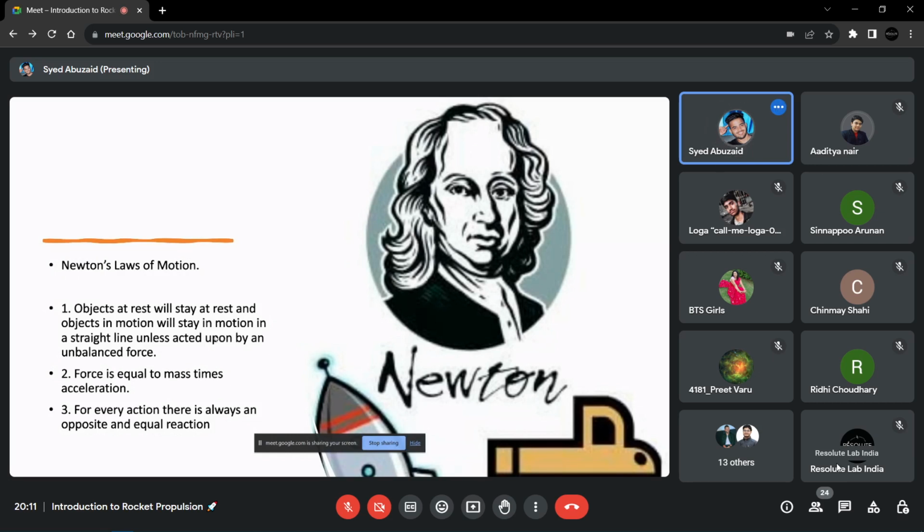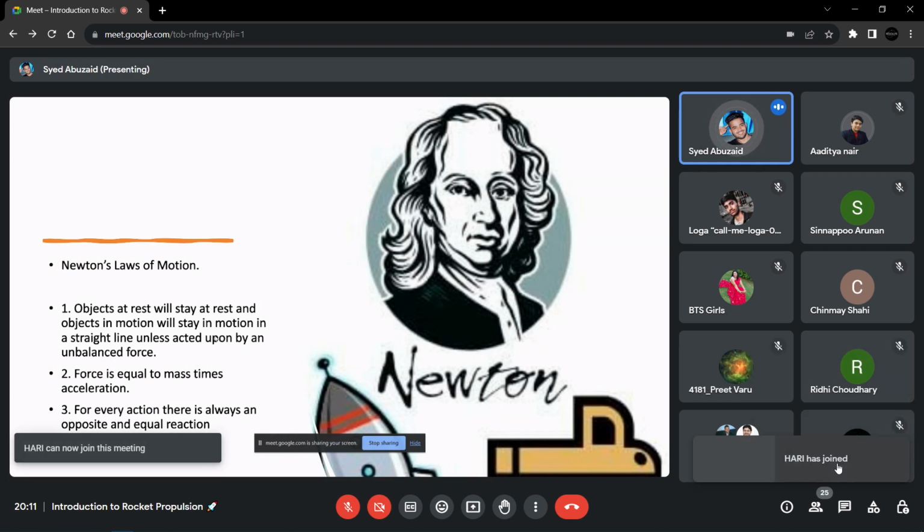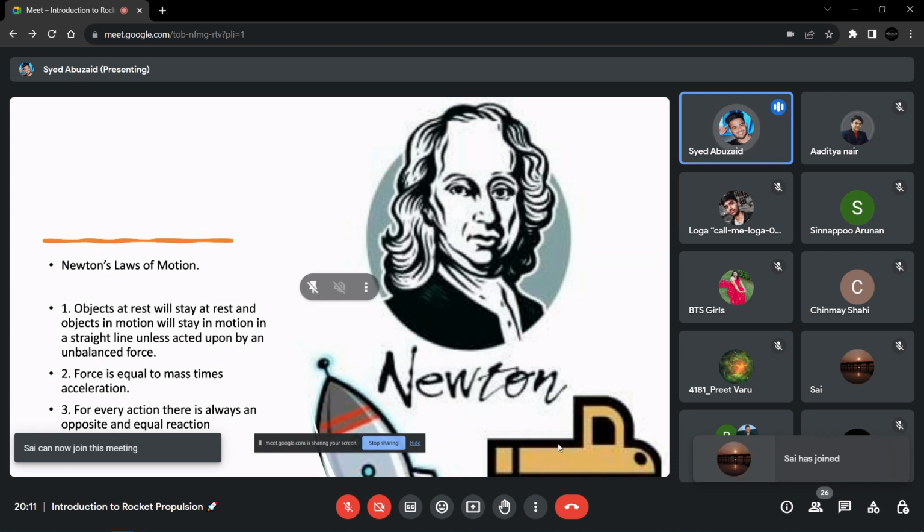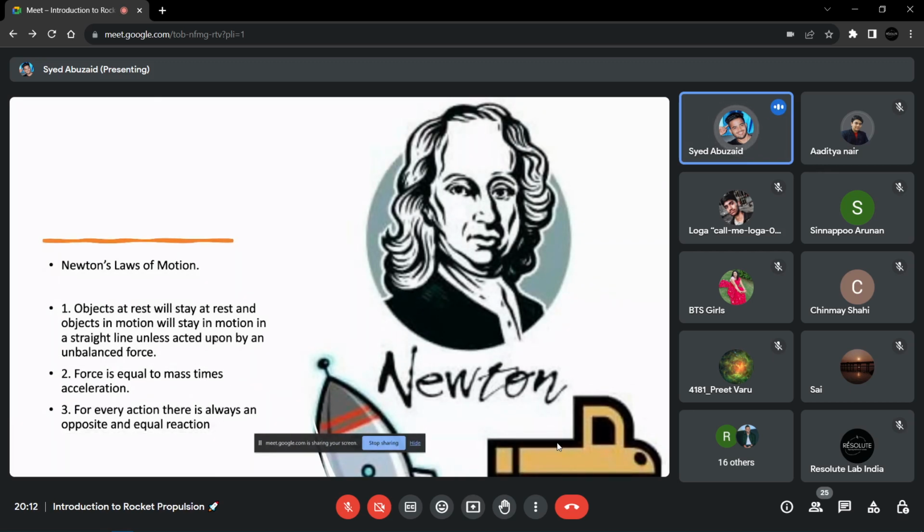The second law of Newton says force is equal to mass times acceleration. That means if I want to move an object, I have to apply a force matching its mass and acceleration. And the last one says that for every action there is always an equal and opposite reaction. We cannot feel it easily on earth, but you can feel the third law of motion in space. Nowadays, you can feel the effect of Newton's third law at 40% to 70% on the earth's ground.